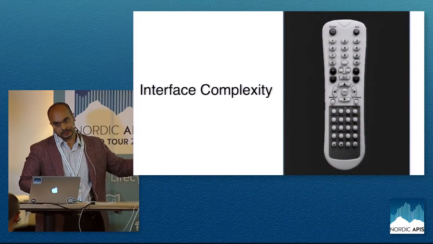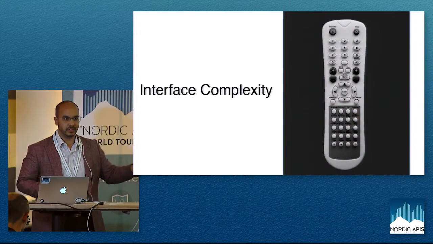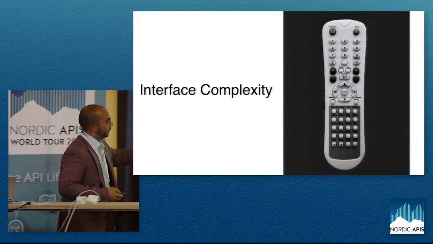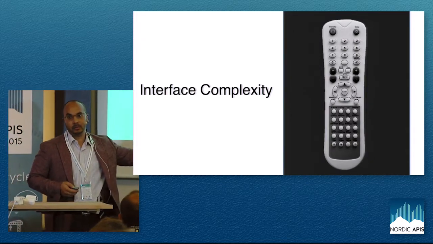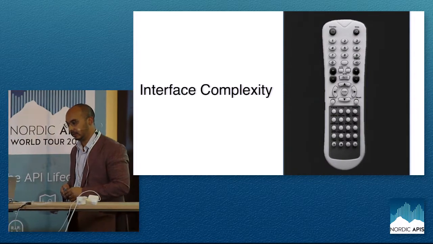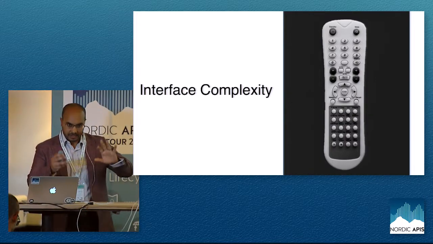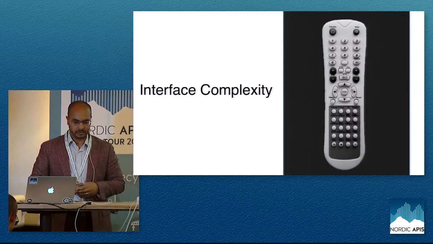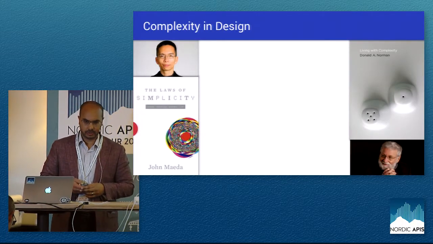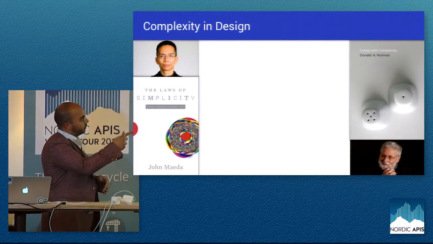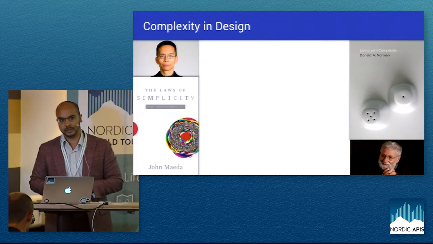But my passion has always been more on the interface side, right? Things like usability, experience, that's the stuff I like to dig into. So if we look at interface complexity, here's a very different remote from that Apple remote earlier, right? It has more buttons, there's more going on. If we look at complexity in terms of design or cognitive complexity, there's two books that are probably the go-to books, right? One is John Maeda's The Laws of Simplicity, and the other is Donald Norman's Living with Complexity.